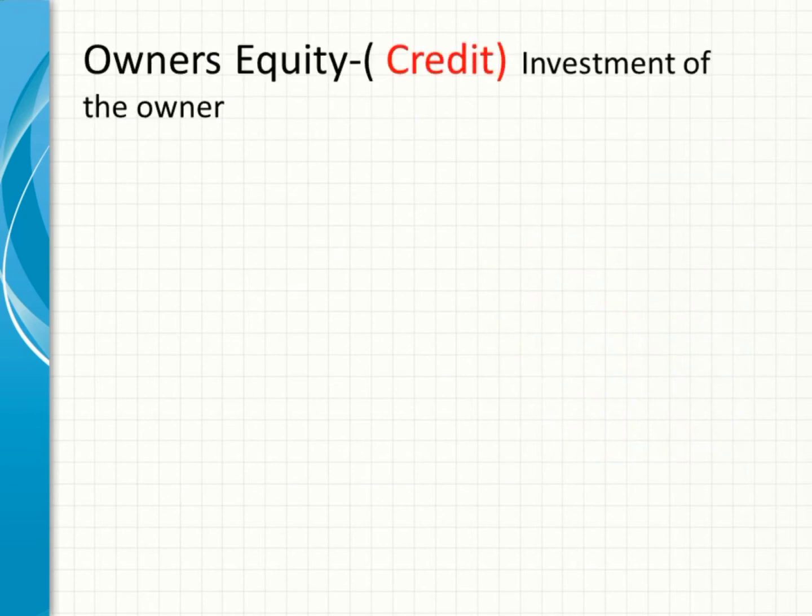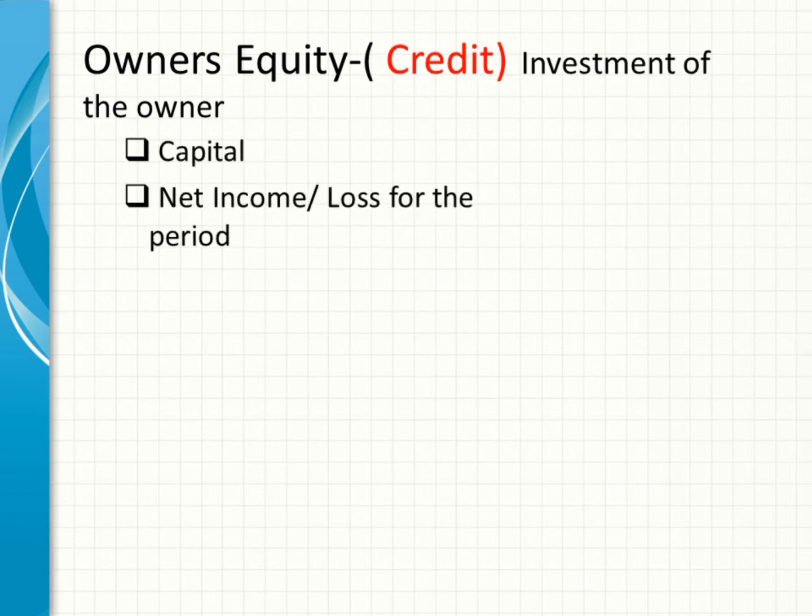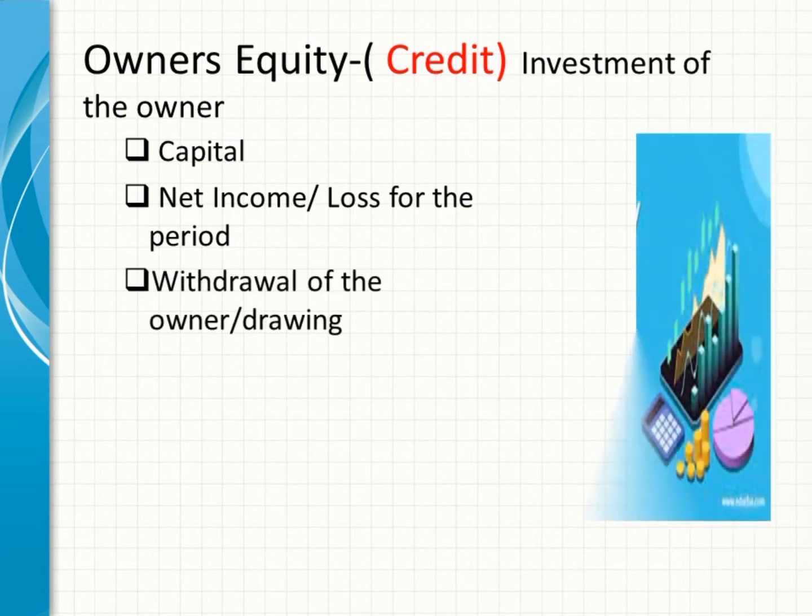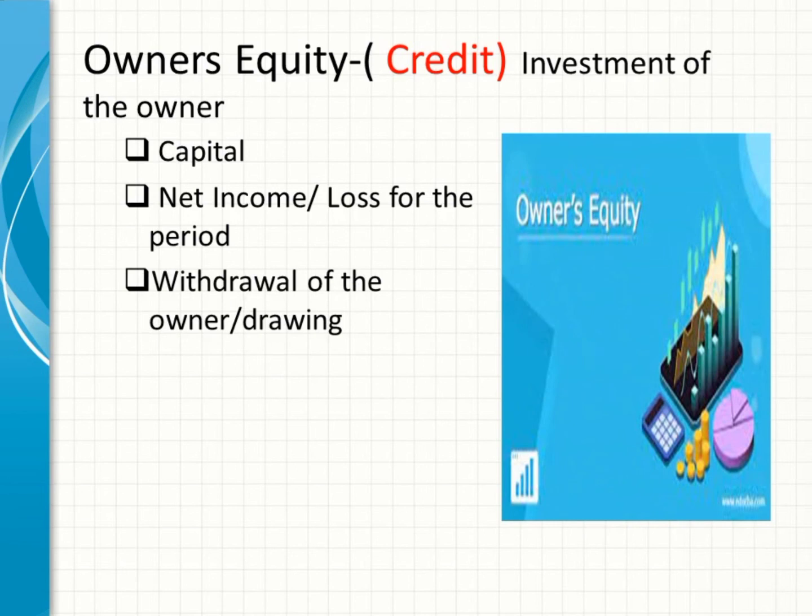For owner's equity, the normal balance is credit. Any additional investment, income, or loss for the year is under owner's equity. And also the withdrawal. But for the withdrawal of the owner, the normal balance is debit. For owner's equity, we have capital, net income or loss for the period, and withdrawal of the owner, drawing. Please take note that for the withdrawal of the owner, the normal balance is debit.